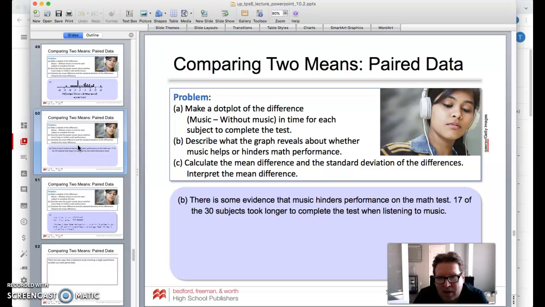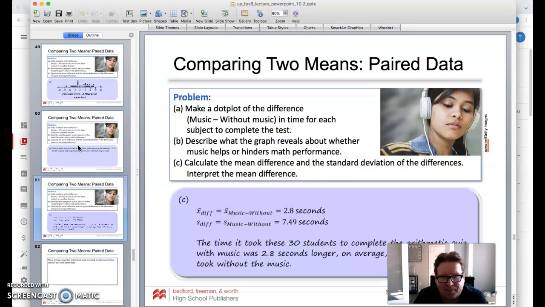There is some evidence that music hinders performance on the math test. 17 of the 30 subjects took longer to complete the test when listening to music. If we find those differences and find the mean, it's about 2.8 seconds. The standard deviation of the differences is 7.49. So the time it took these 30 students to complete the arithmetic quiz with music was 2.8 seconds longer on average than the time it took without the music.